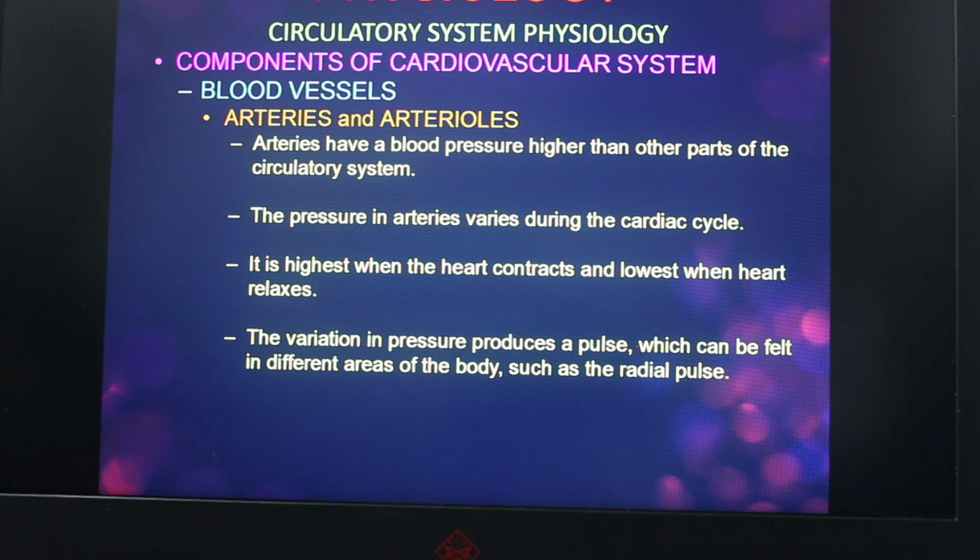Arteries have a blood pressure higher than other parts of the circulatory system. The pressure in the arteries varies during the cardiac cycle. It is highest when the heart contracts and lowest when the heart relaxes. The variation in pressure produces a pulse which can be felt in different areas of the body, such as the radial pulse.